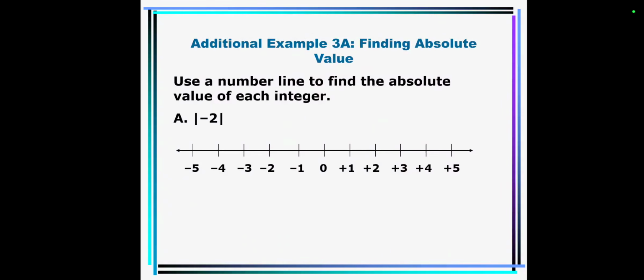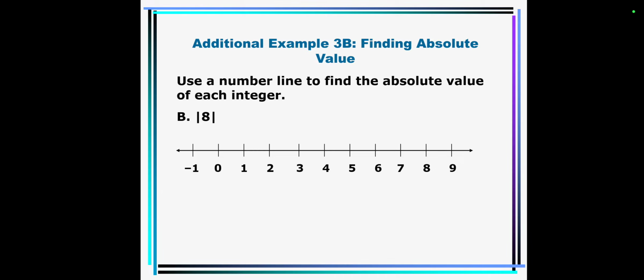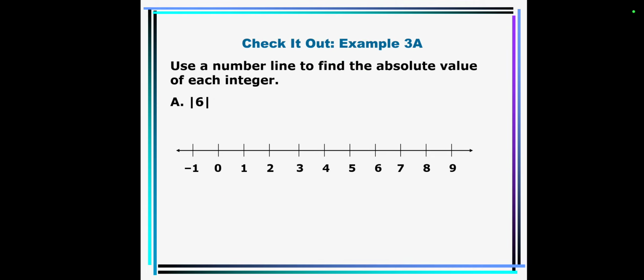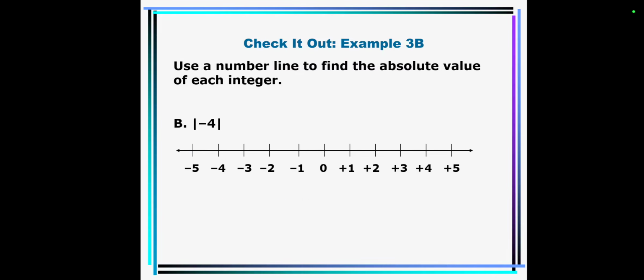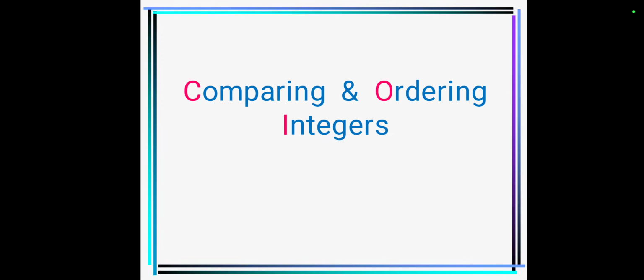Okay? So, additional example. Find the absolute value of negative 2. Remember that for negative 2, the absolute value is positive 2. How about positive 8? The answer is 8. Okay? Because the distance from 8 to 0 is 8. How about positive 6? The answer is 6. So, easy as that. But how about negative 4? The answer is positive 4. So, the same thing. Okay?